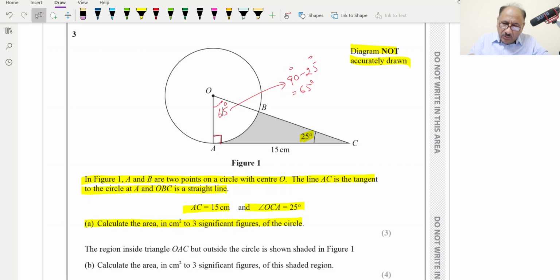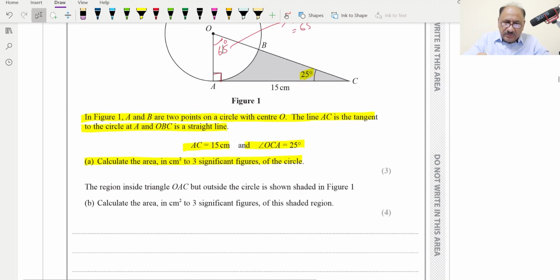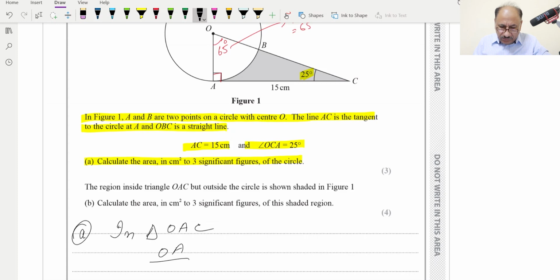we can find OA over AC in triangle OAC. We can write here in triangle OAC, OA over AC is equal to tan of 25 degrees.